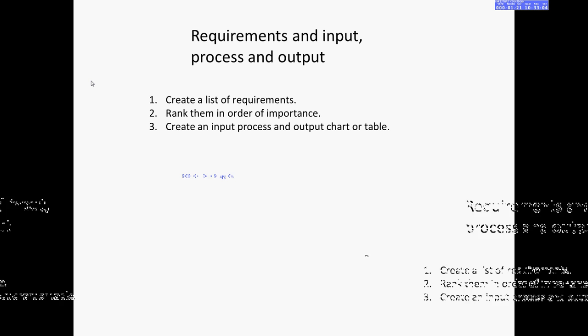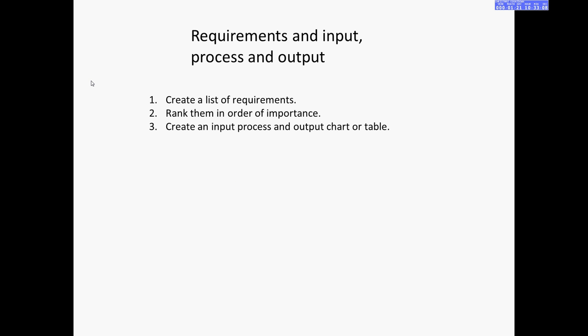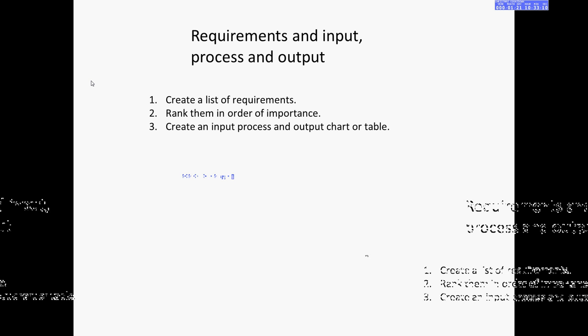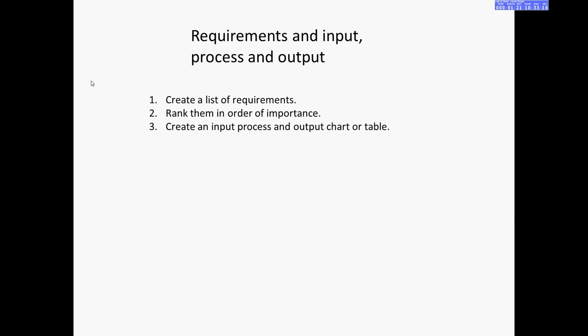The next point is requirements and inputs, process and output. Now this is probably the most important aspect of the actual sample work for the exam. First you need to create a list of requirements, and these can either be made up by the person who's solving the problem or from the client. However they are presented, these need to be definitely met, and they need to be ranked in order of importance. Then from there you need to create an input, process and output chart or table to present the requirements and how you go about achieving them. So how you're going to meet the requirements.